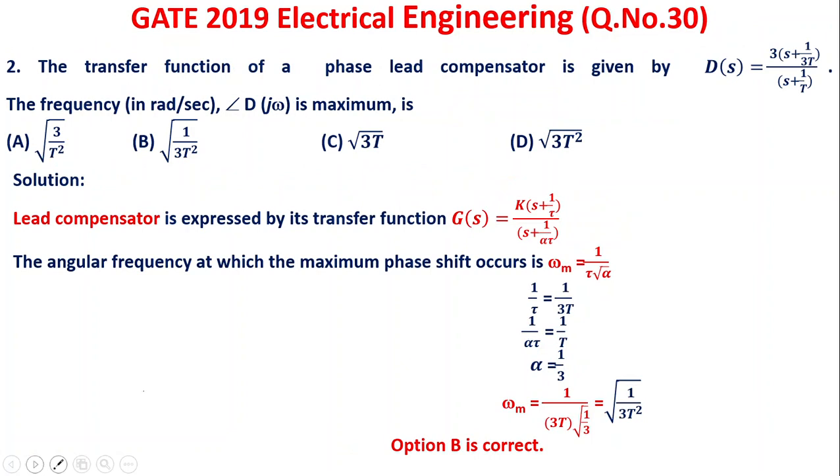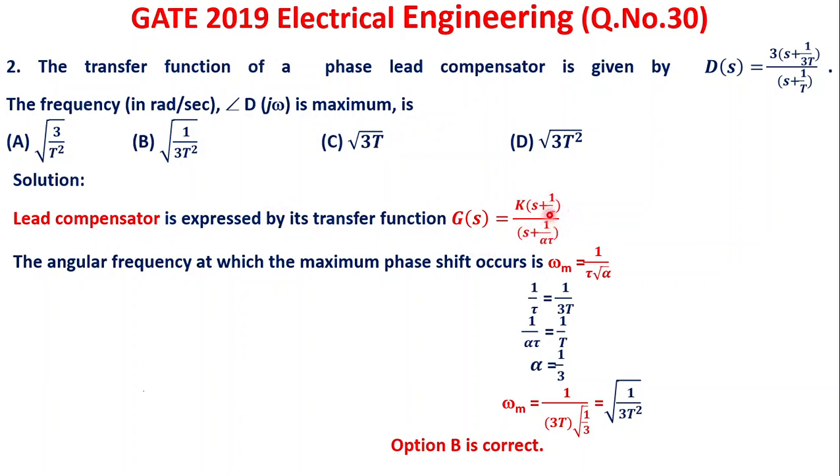The next question is taken from 2019 Electrical Engineering, question number 30. The transfer function of a phase lead compensator is given by 3(s + 1/(3T)) / (s + 1/T). The frequency in radian per second at which the angle of G(jω) is maximum, 4 options are given. That means at what frequency this angle is maximum, they are asking. Again a similar question.